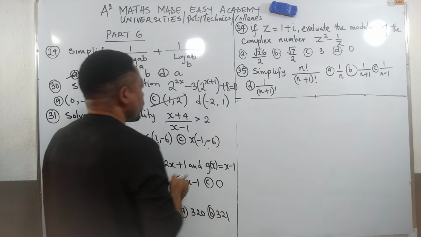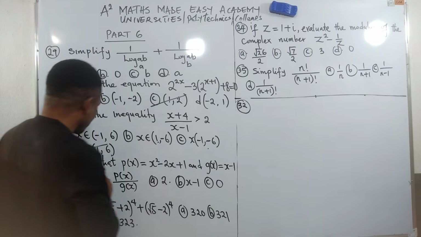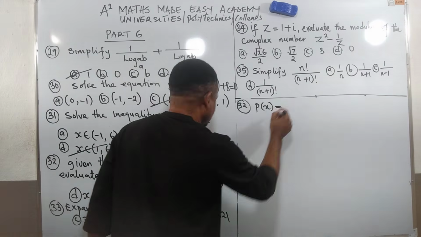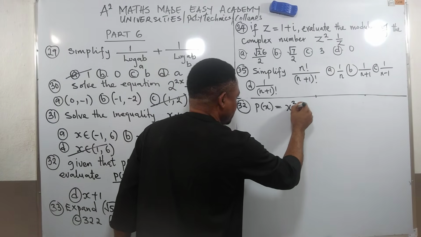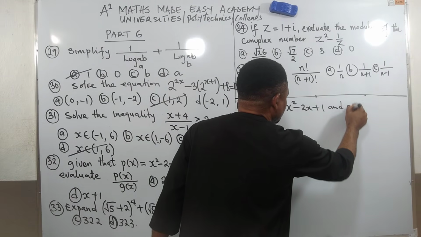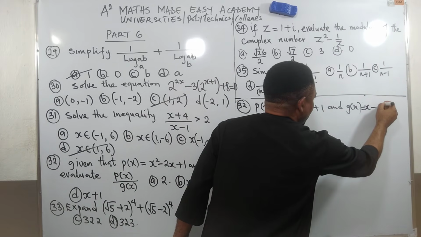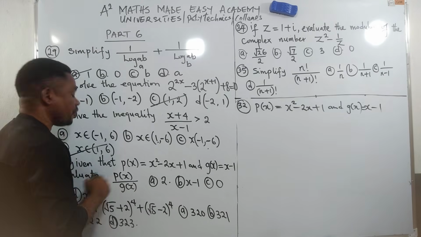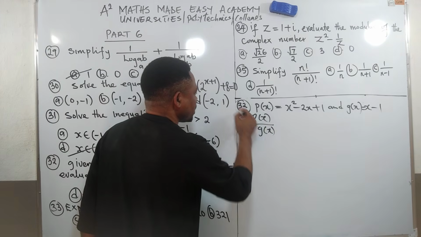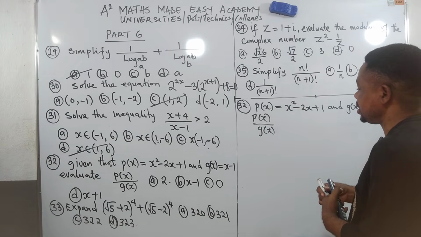Now let's continue. Question number 32. What did I say? Question number 32. Look at it. Given that P of x is equal to x squared minus 2x plus 1, and they give us G of x to be x minus 1. Now the question: evaluate P of x all over G of x. Now the question is for us to divide. Now it is very simple. I want you to observe this calculator now.